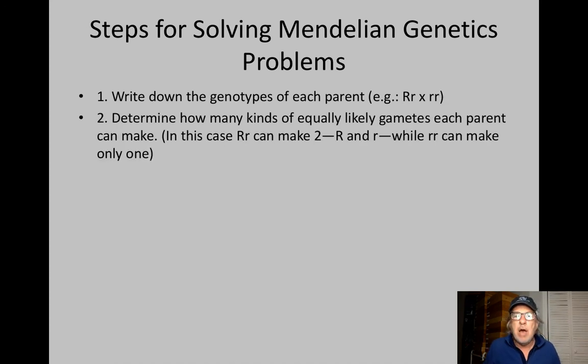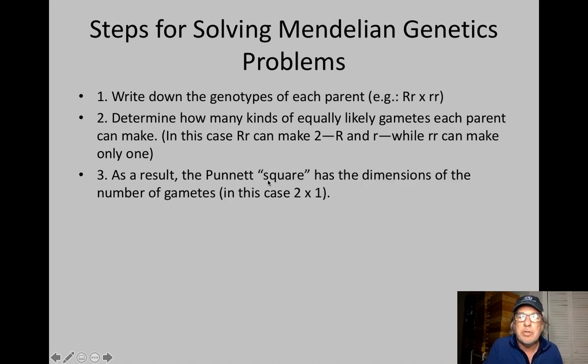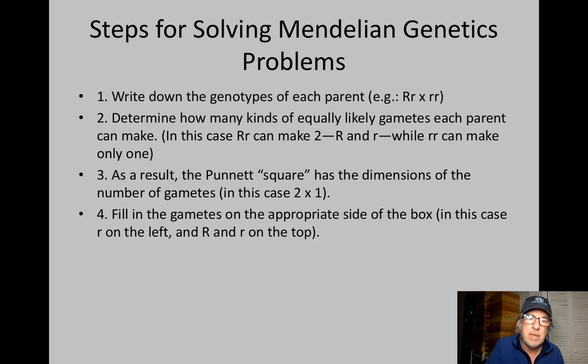Then you determine how many kinds of equally likely gametes each parent can make. In this case, the heterozygote can make a big R or a little r gamete, while the homozygous recessive individual can only make a little r gamete. As a result, the Punnett square has the dimensions of the number of gametes, in this case 2 by 1. If you want to make the full square, you can, but you can reduce it to smaller sizes in many cases and save yourself a lot of work. I'll talk more about that in a second.